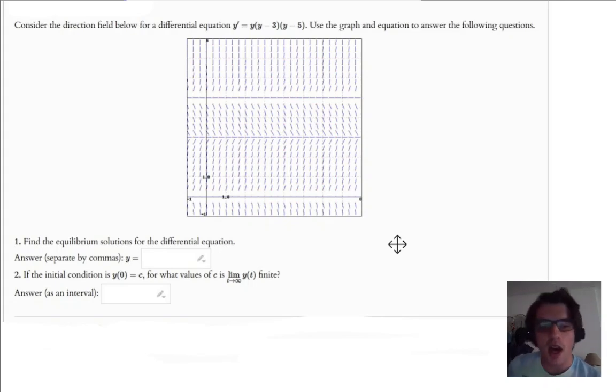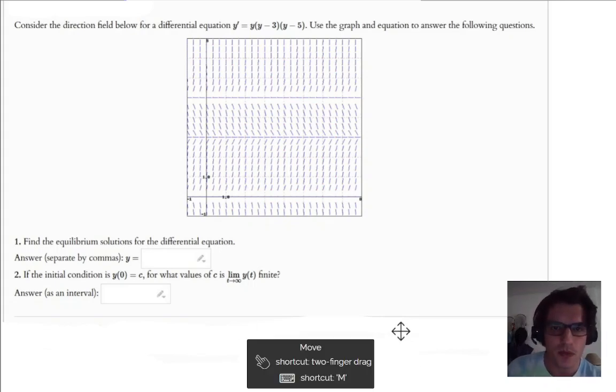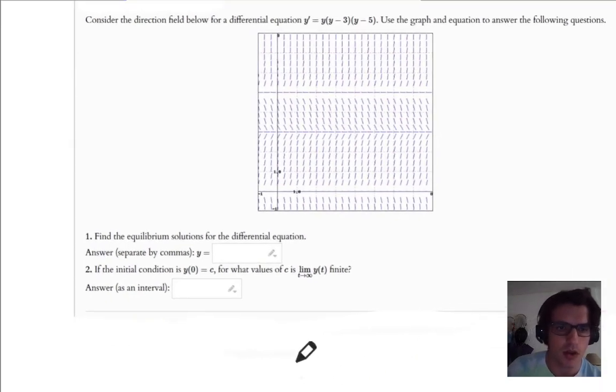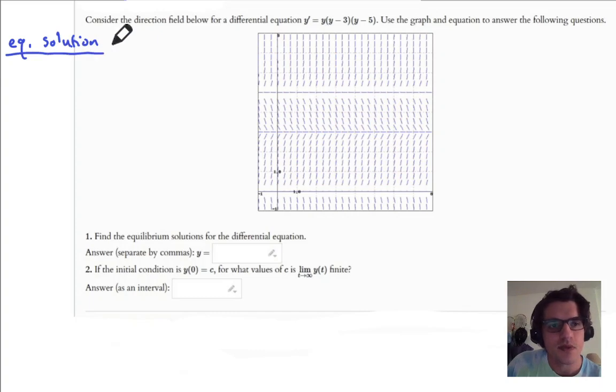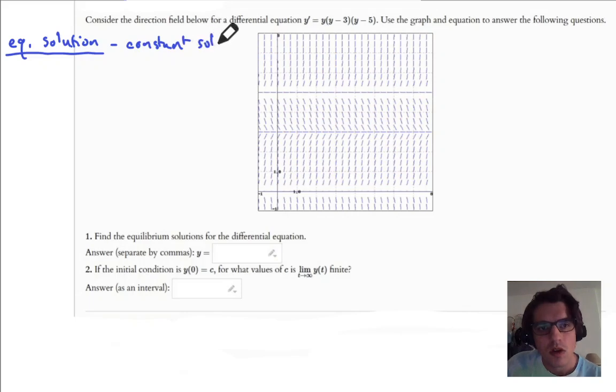Okay, so an equilibrium solution, I'm assuming you're not very far into this class, so you probably don't know at this point. An equilibrium solution is a constant solution where if we start at that solution, we will never leave it. And let's see what that means.